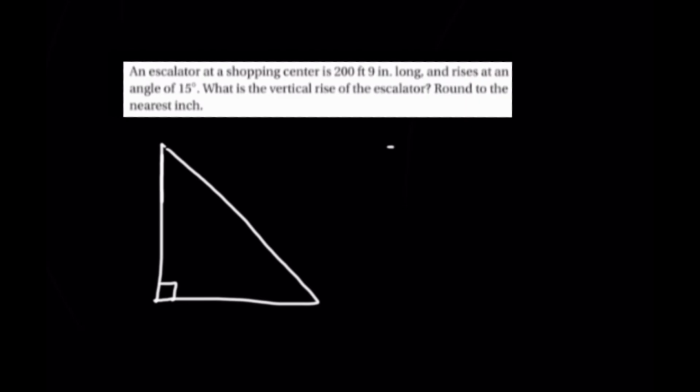We can just do 200 times 12, because there are 12 inches in 1 foot, and that gives us 2,400. Then we add the 9 extra inches, so this will be 2,409. Then it says it rises at an angle of 15 degrees, which means the escalator rises up 15 degrees. So let's say we have a ramp and we raise it 15 degrees.